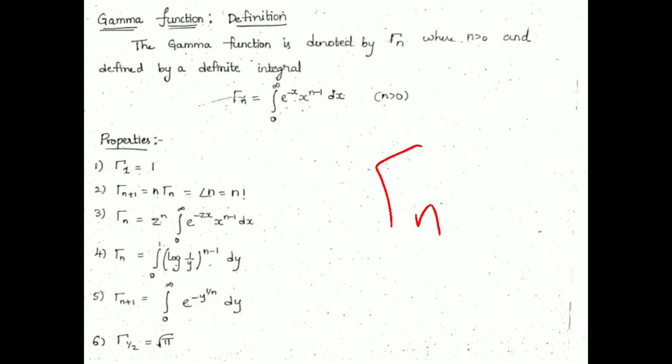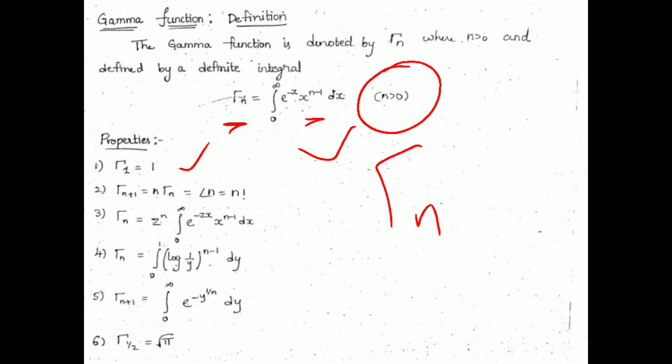So the definition of the gamma function is given here. Gamma n is equal to the integration from 0 to infinity of e power minus x into x power n minus 1 dx. That is the exponential term e raised to the power of minus x multiplied with x power n minus 1 dx, and n must be greater than 0. This is an important condition. Based on this definition, we have properties like gamma 1 is equal to 1. That means if in the place of n you place 1, we get 1.